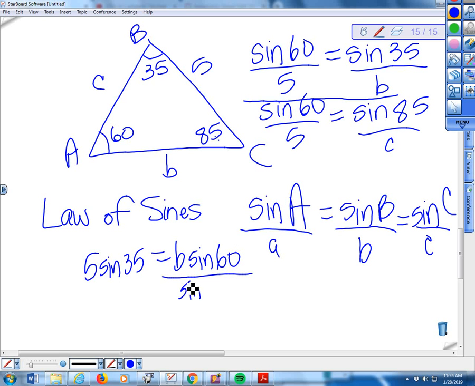I just divide both sides by sine 60 and put it all in the calculator, and I'm done. Okay, same thing to find the side C. I'm just going to cross multiply and solve for C.